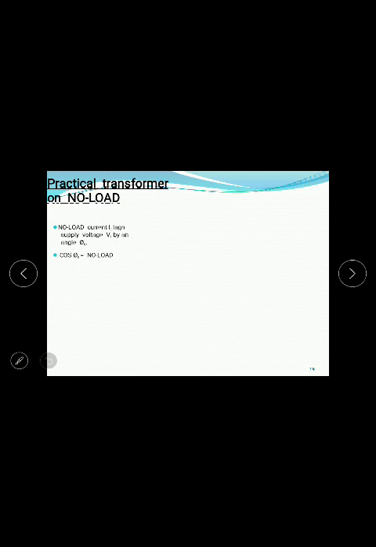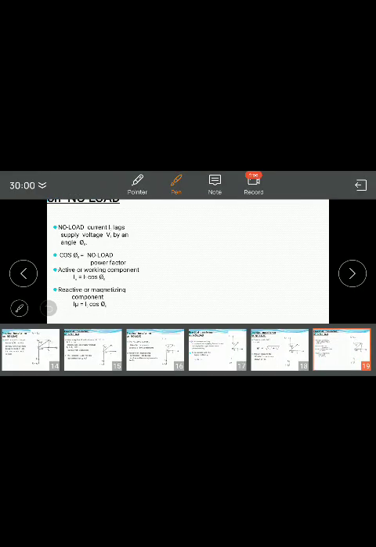Cos phi naught is the no load power factor, and the active or working component of current Iw is equal to I0 cos phi naught. The reactive or magnetizing component of current I mu is equal to I0 sin phi naught, not cos phi naught. You have to write it.